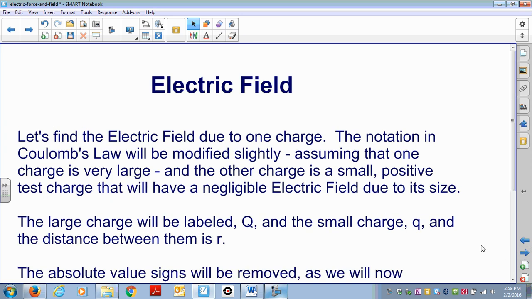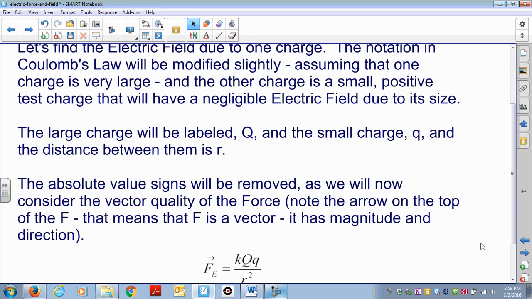Let's find the electric field due to one charge. The notation in Coulomb's law will be modified slightly, assuming that one charge is very large and the other charge is a small positive test charge that will have a negligible electric field due to its size. The large charge will be labeled capital Q and the small charge lowercase q. The distance between them will be labeled r.